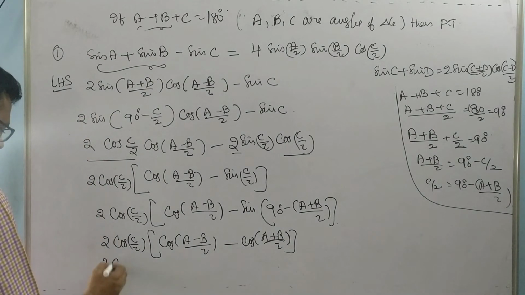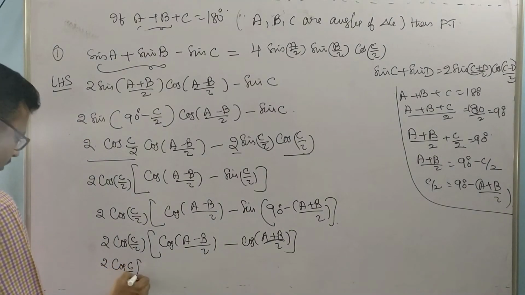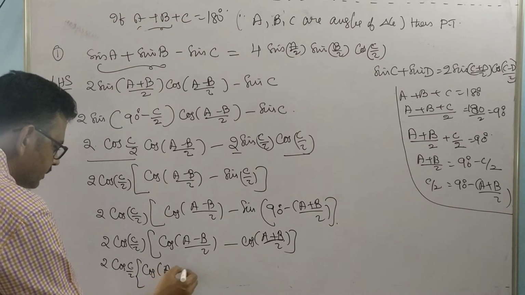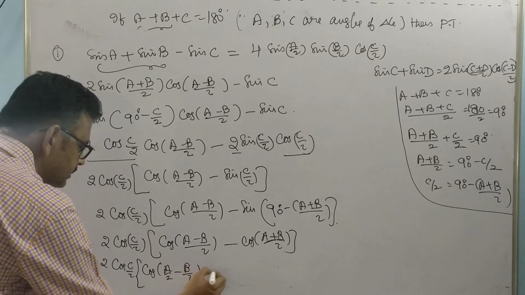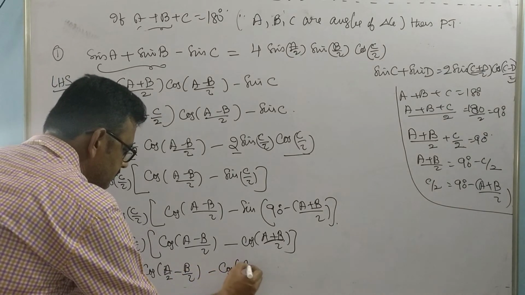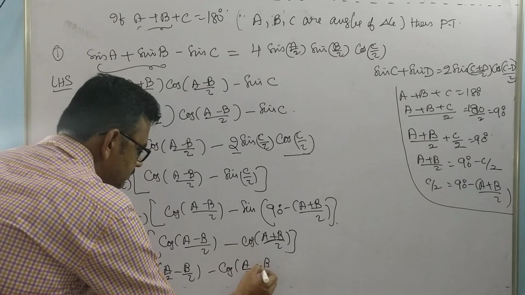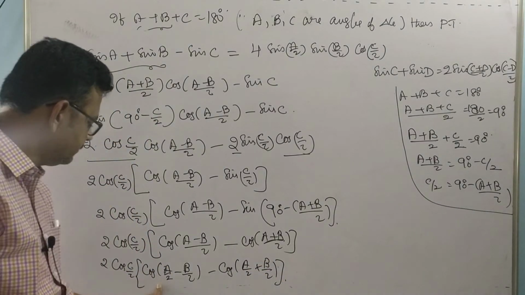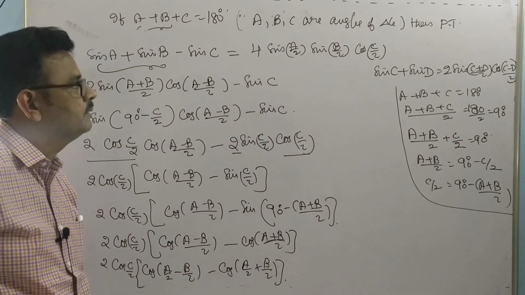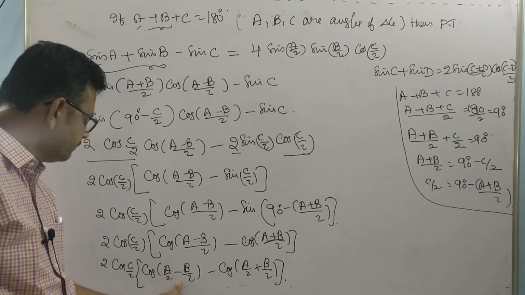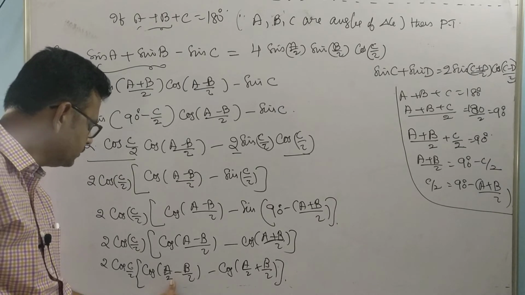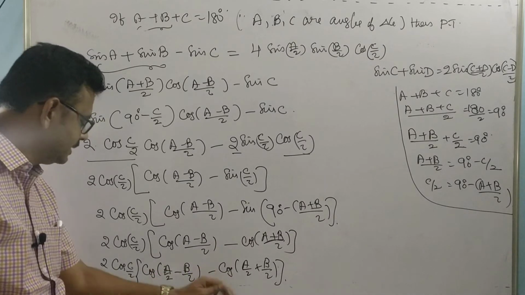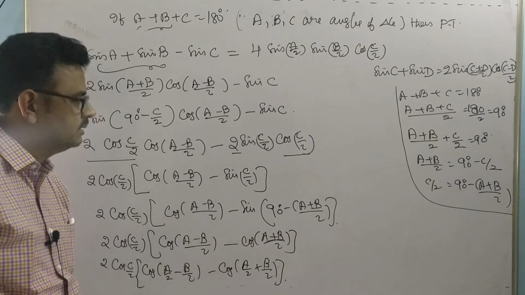So this is 2 cos C by 2 into cos of (A by 2 minus B by 2) minus cos of (A by 2 plus B by 2). Now this is also a formula: cos of (A minus B) minus cos of (A plus B) is 2 sin A by 2 sin B by 2. Or if you don't know, just write the expansion for this one and you get the answer. Okay, write down.